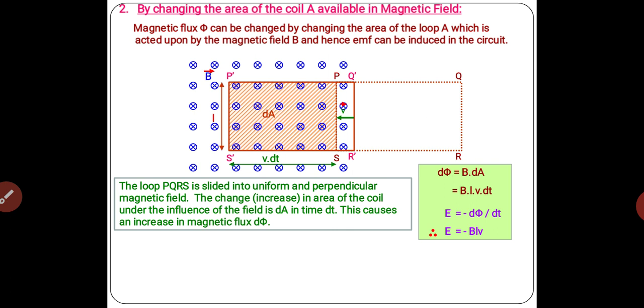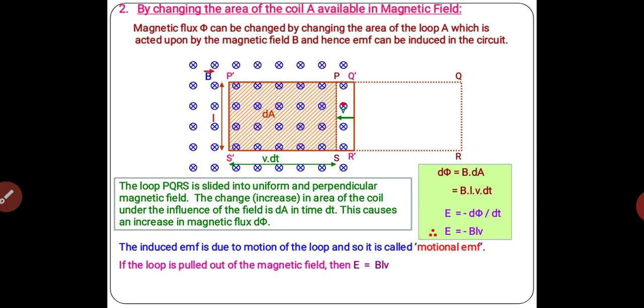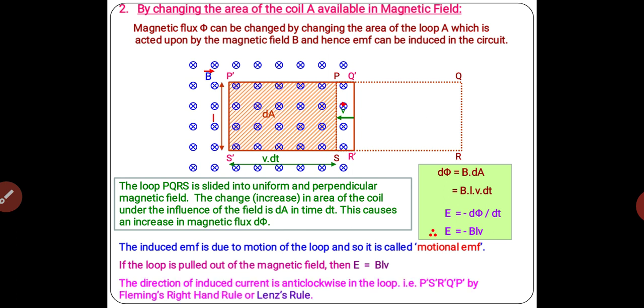Now the area is nothing but the area of a rectangle having length L and breadth v dt. Therefore, we can substitute dA = L into v dt. Therefore, E = -dφ/dt. If you differentiate the equation, we will get E = -BLv. The induced EMF is due to motion of the loop, and so it is called motional EMF. If the loop is pulled out of the magnetic field, then E = BLv.